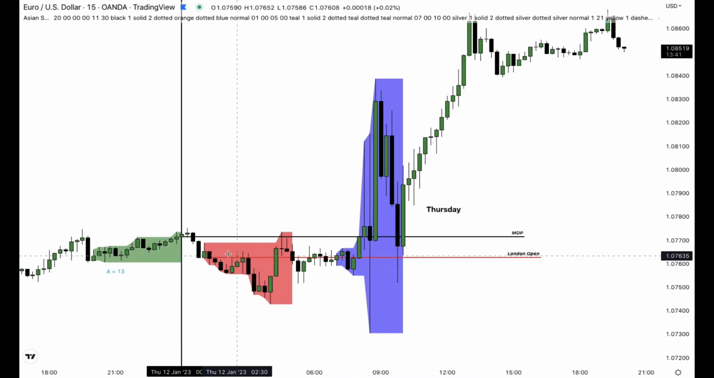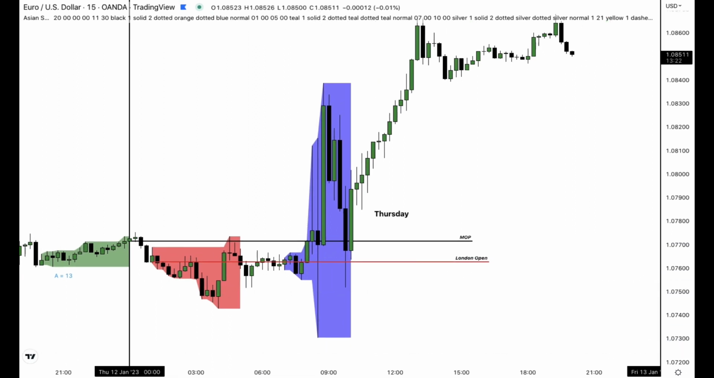Look at how for London, price opens here and drops down. Drops all the way down below the opening price. Discount. Buy scenario. Rallies back up above midnight opening price. Comes back down into it. Below into discount again.